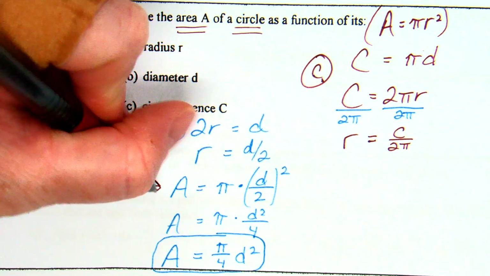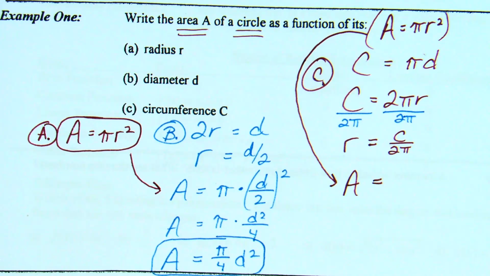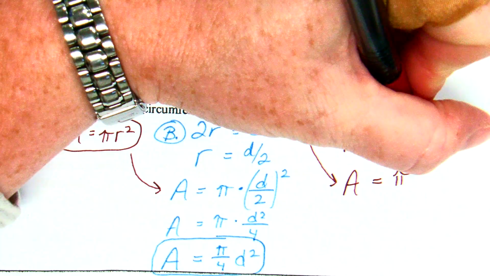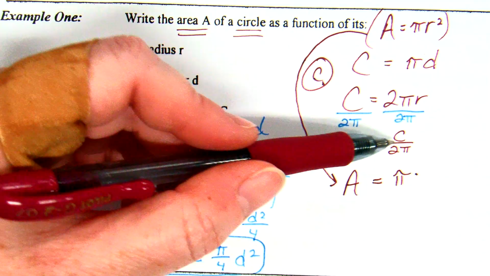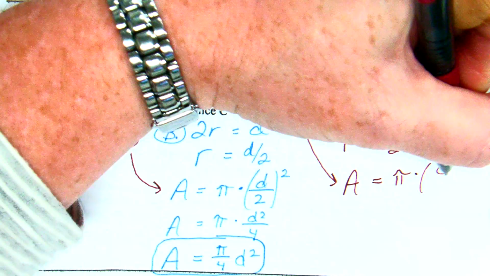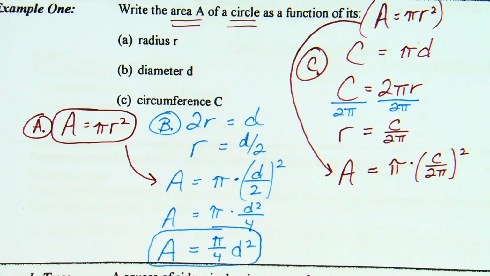So you know what I'm going to do? Let's rewrite our area formula. Area is pi times r squared. So what am I going to say? Pi times c over 2 pi quantity squared. Okay, so now we're writing area in terms of circumference, where circumference is the variable we have in there.